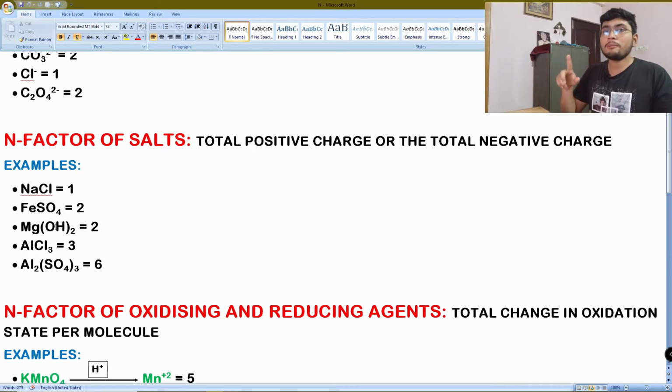Total minus charge will be -2. So to neutralize that -2 charge, the magnesium should have +2 charge on it. So the total positive charge on the magnesium hydroxide will be +2, so the n factor will be 2.